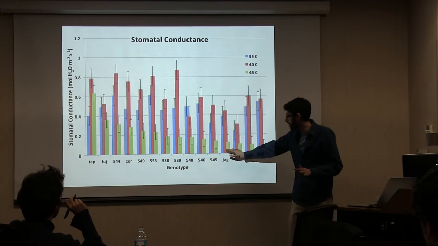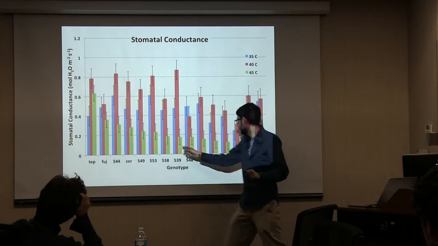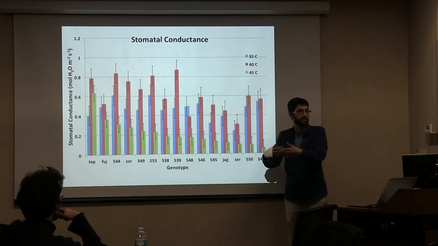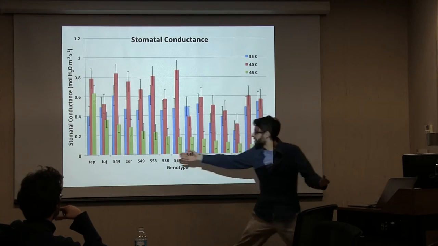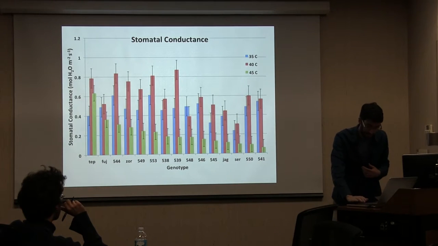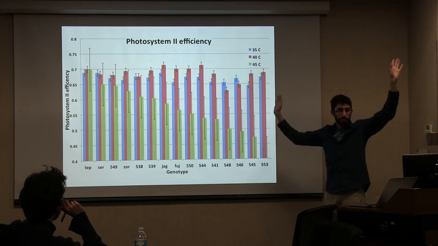But again, at 45 degrees Celsius, you start to see an indication of stress. Some of your not so good varieties will have closer stomates because they're not doing any photosynthesis. Tepary has its stomates relatively open, again, an indication of a healthy plant. So those are just things we took with the light core.